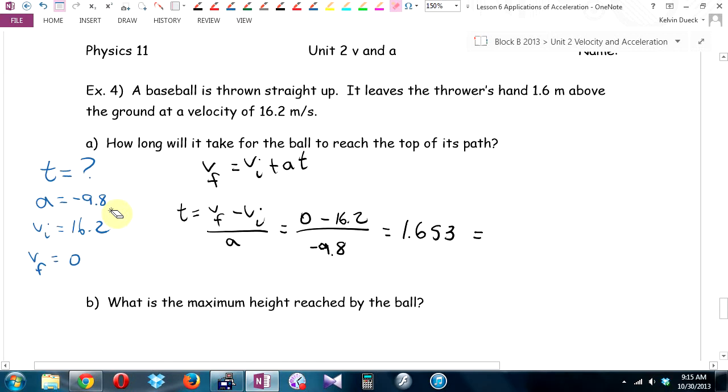It's actually 9.806, which is technically 9.81, but the fact that there's a 0 before that, we just kind of go negative 9.8 as our rule of thumb. So I'll go 1.65 seconds. I'll go with the 16.2 piece of data that they gave me. It had 3 sig figs. I'll go 3 sig figs. Okay. B.